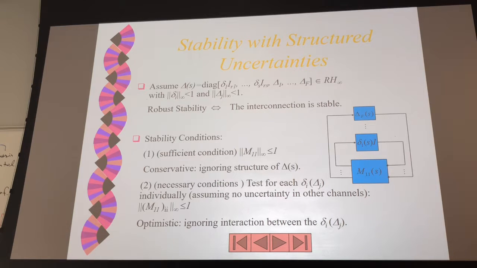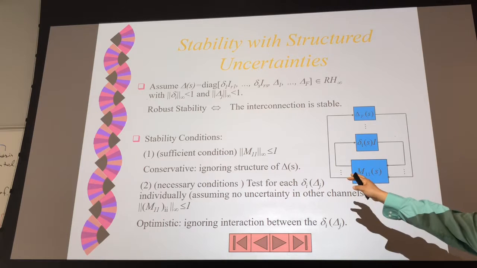The necessary condition then is just to test each of the delta blocks, the full block delta. So this is a fully populated delta, okay? Individually, and assuming no uncertainties in other channels. Then basically you want this M11 block, or also that diagonal term, to have infinity norm not less than 1. So this is necessary. It has to be true, but you cannot say this system is stable yet. It's not sufficient, but it's necessary. Okay, I hope it's not confusing.